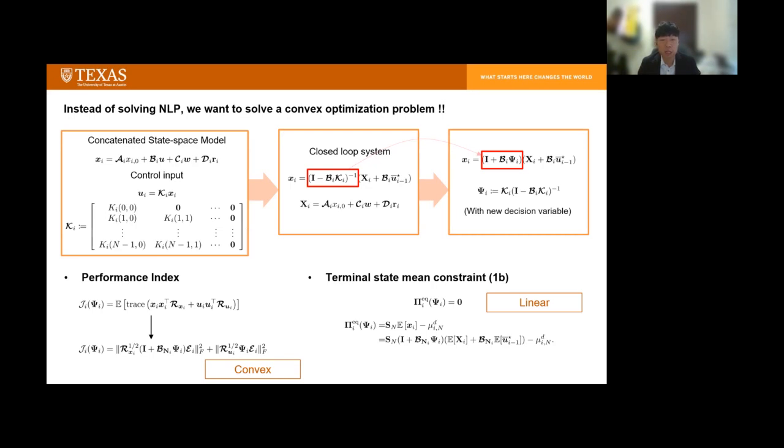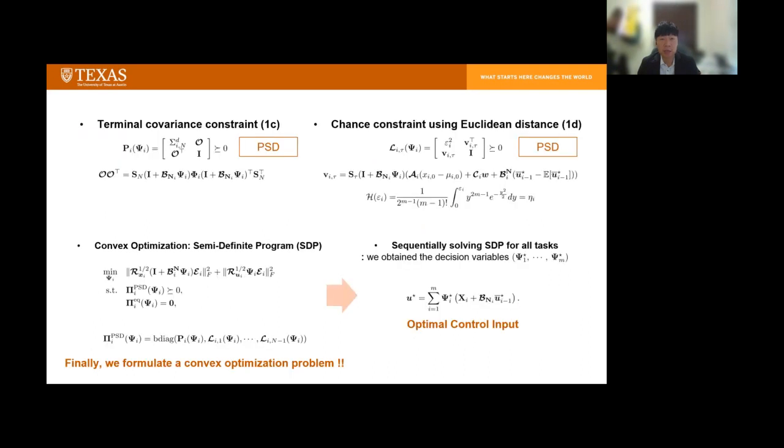First, the performance index consists of two Frobenius norms, which is convex. Then the terminal state mean constraint 1b becomes linear in terms of our decision variable psi. The terminal state covariance constraint 1c and the trace constraint 1d are formulated as positive semi-definite matrix constraints. I will skip the detailed derivation of this due to the time limitation. Please see the detailed derivation in my thesis.